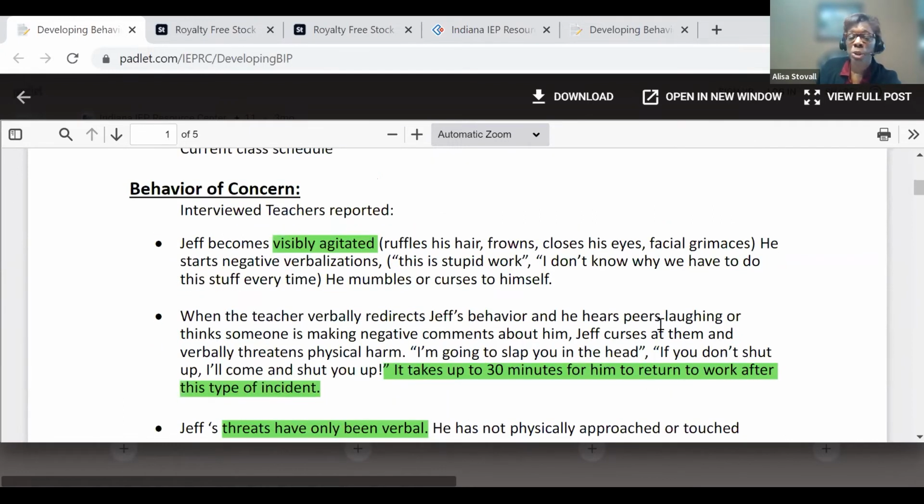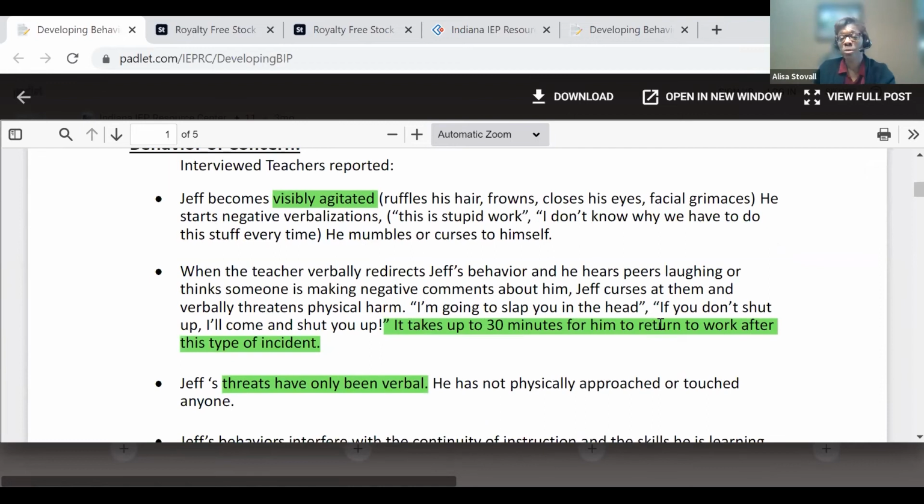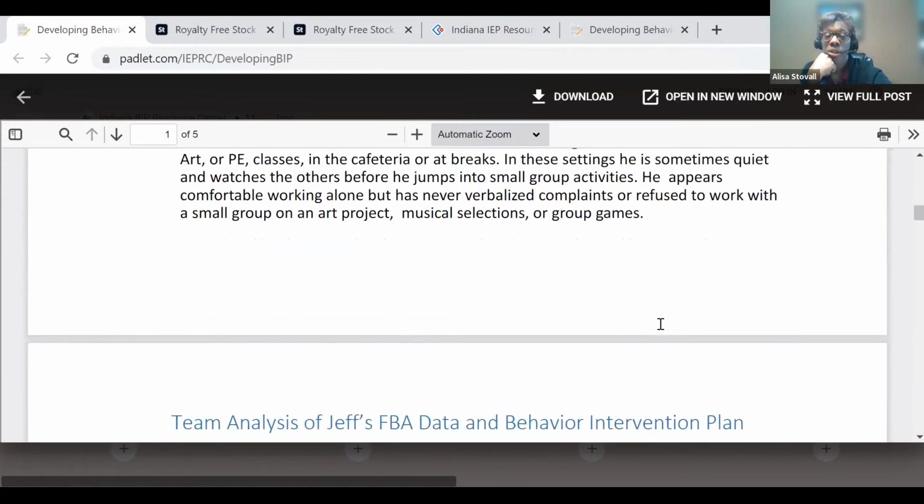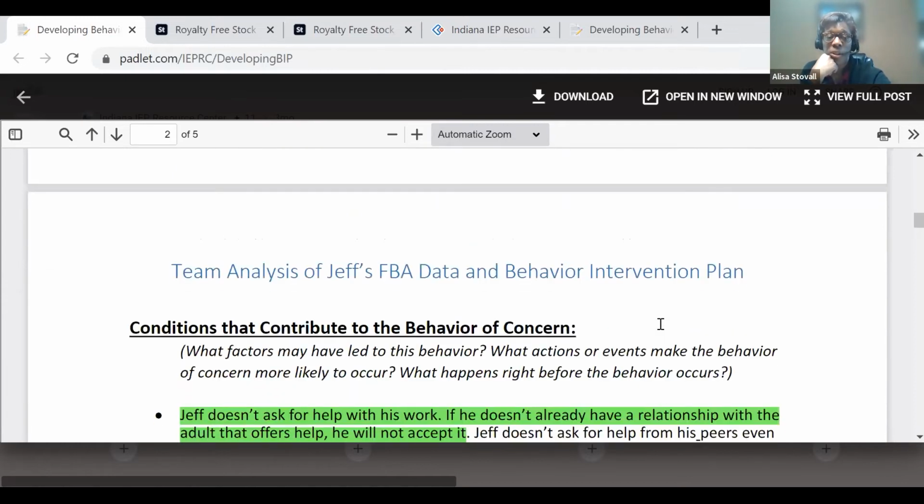including the original behavior of concern when he becomes agitated and was threatening others. It would be important to know that his threats have only been verbal. He's never physically approached anyone. So there may be little nuggets within this information we've now collected that can help us shape the level of support perhaps we need to give him. We've got some ideas about what it looks like across his day. What could be the function of this behavior? This informs our decision, or at least our hypothesis. And we may have several.